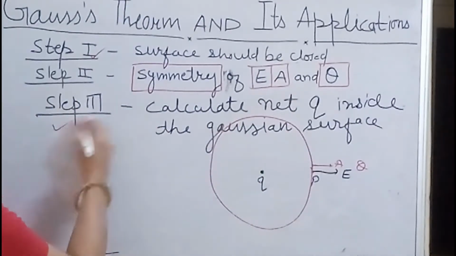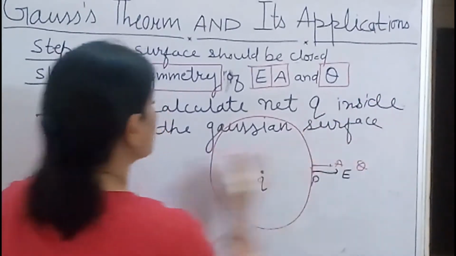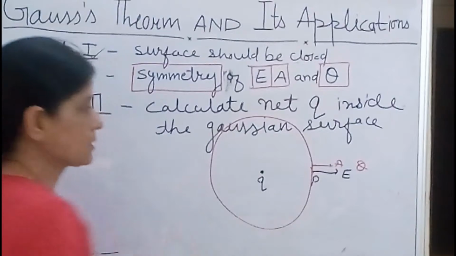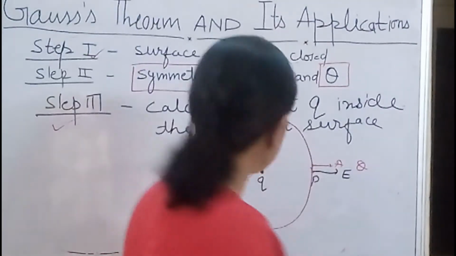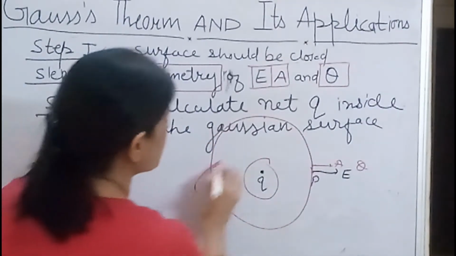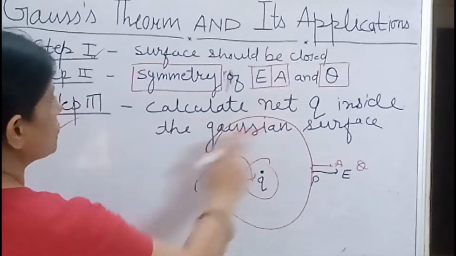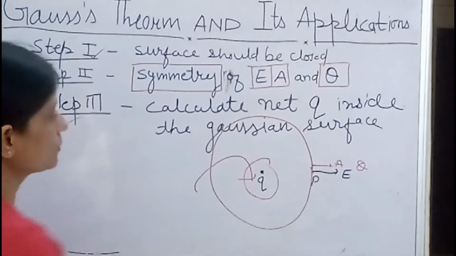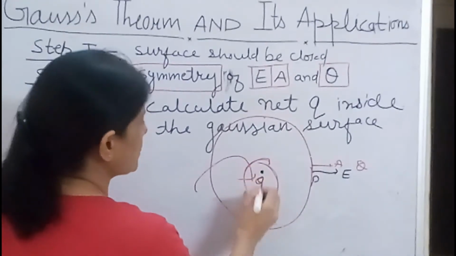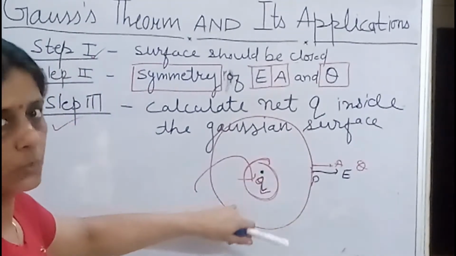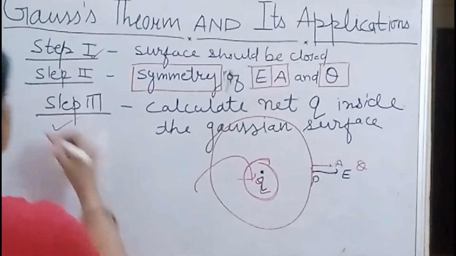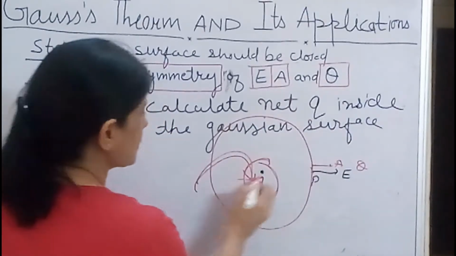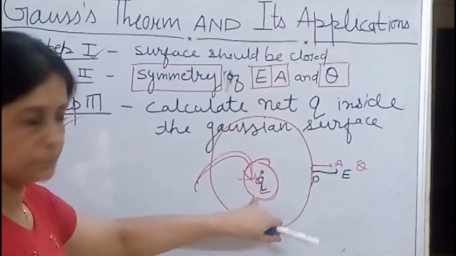Step number 3. Calculate the net charge Q inside the Gaussian surface. Since you have imagined this is the Gaussian surface, now you have to go inside the Gaussian surface and calculate the net charge Q. Here, since we have only one charge, we will say that yes, there is a single charge Q inside the surface. Is the third step clear to you? You have to go inside the Gaussian surface and calculate charge Q.